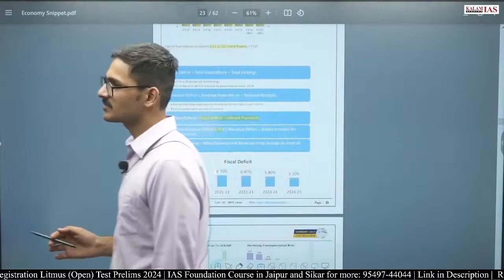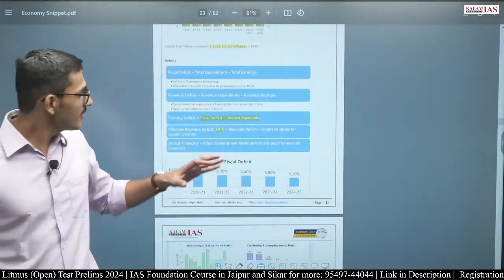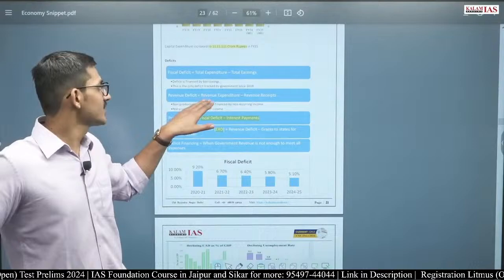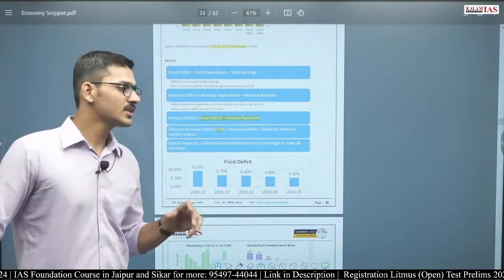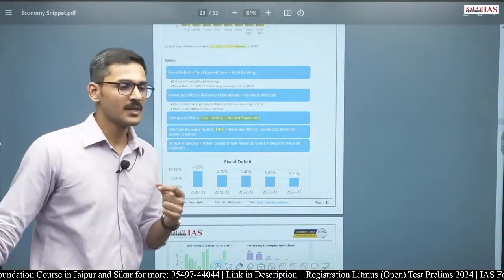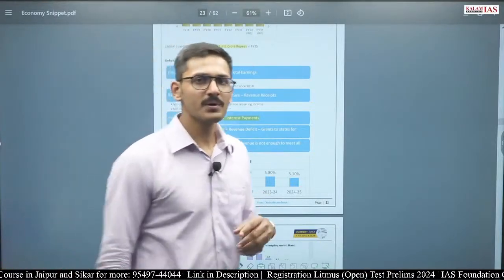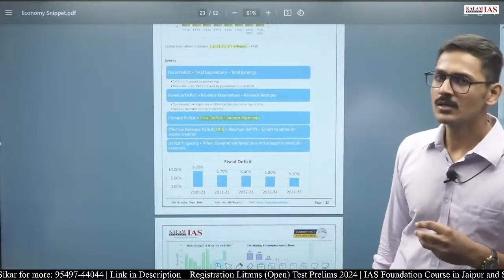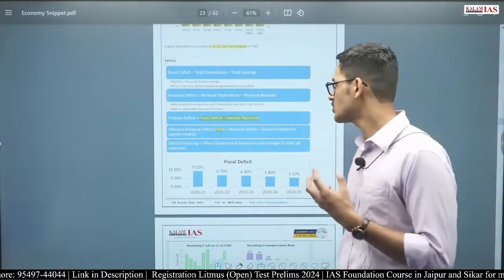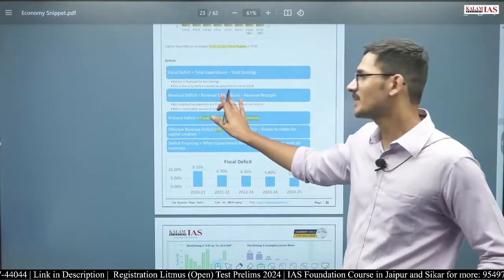Effective revenue deficit is basically this: when the government calculates revenue deficit, it includes revenue expenditure minus revenue receipts. Now in the revenue expenditure, there is an expenditure which is grants to states for the purpose of capital creation. Grants that are provided by the government for the purpose of capital creation are part of revenue expenditure.